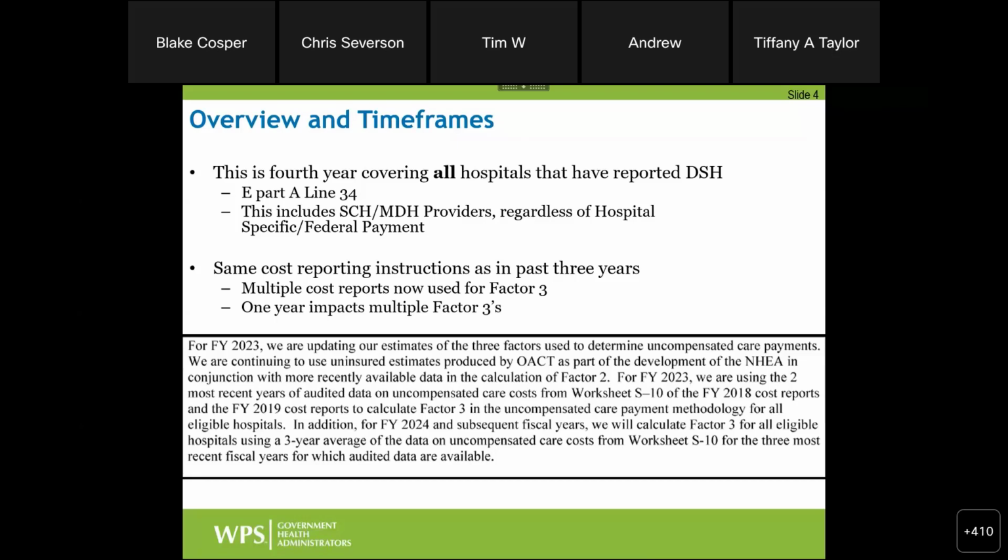This is the little excerpt from the Federal Register where they talk about that basically. It says, in addition, for fiscal year 24, and subsequent fiscal years, we will calculate factor 3 using a 3-year average. So they're even saying subsequent fiscal years, but again, things could change. And we're looking at the 3 most recent fiscal years for which audited data is available.